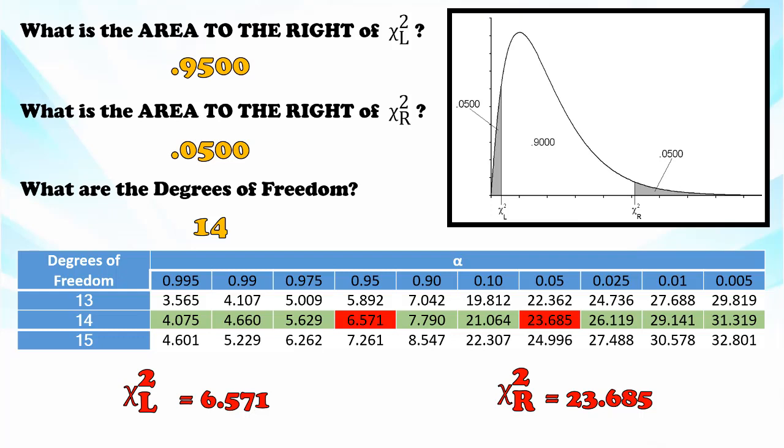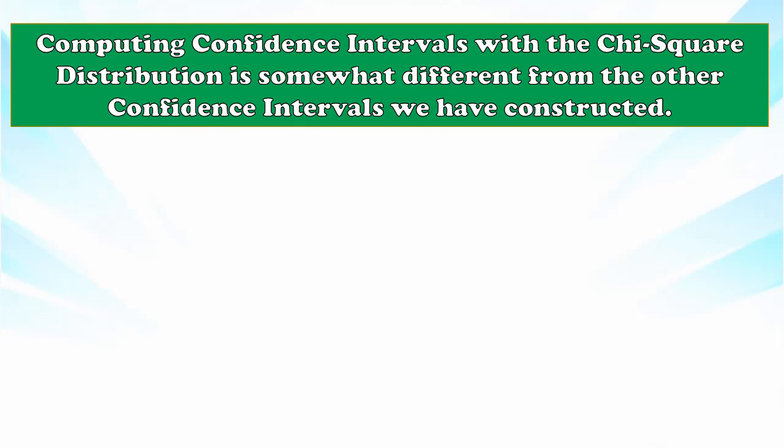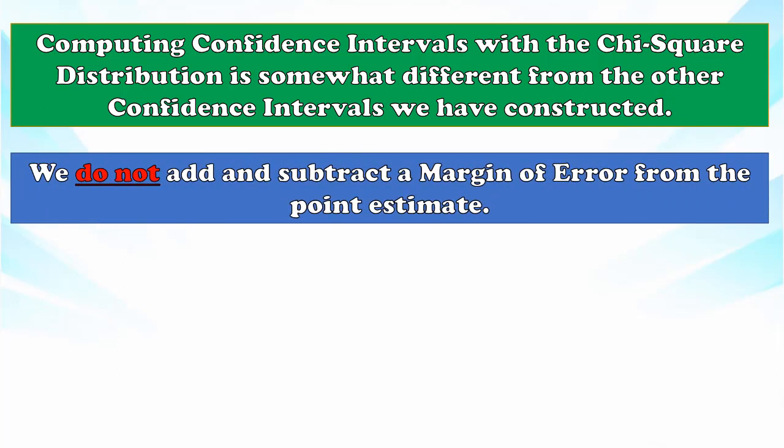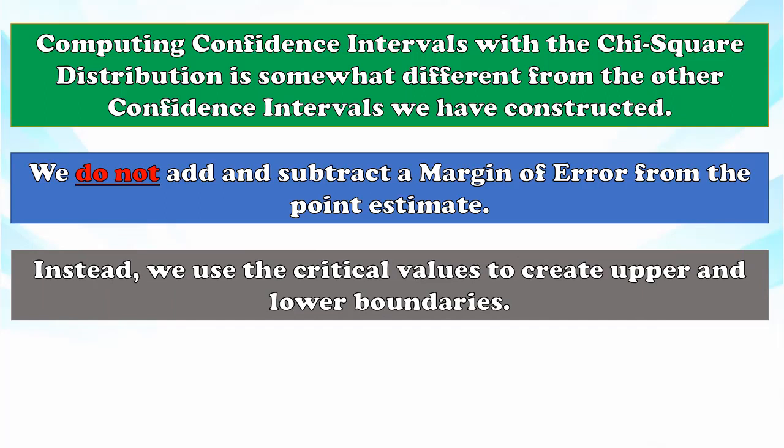So now we come to a very striking difference between the confidence intervals we've done before and what we're going to do here for the variance and the standard deviation. We are not going to find a margin of error. That's what we used to do for the mean and for population proportions. But because of the way that the standard deviation and the variance are both computed, that doesn't make sense here. So there's a whole other way that we go about it. We're going to use these critical values to create upper and lower boundaries.